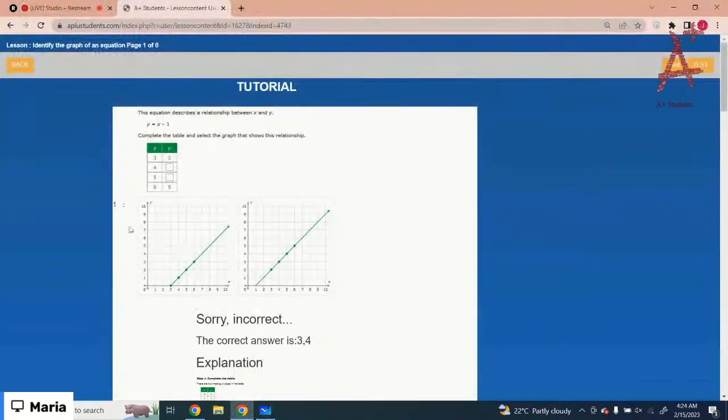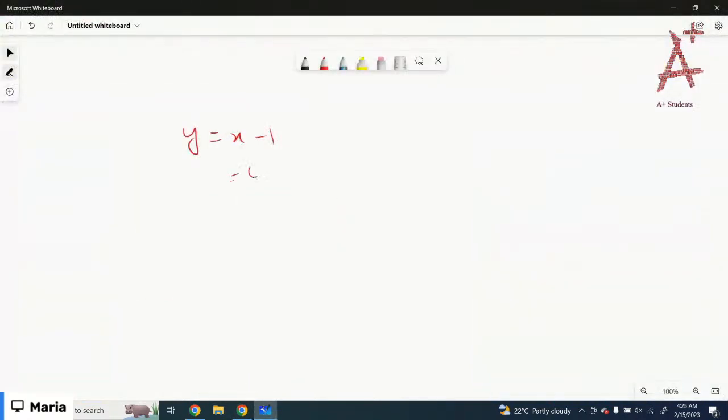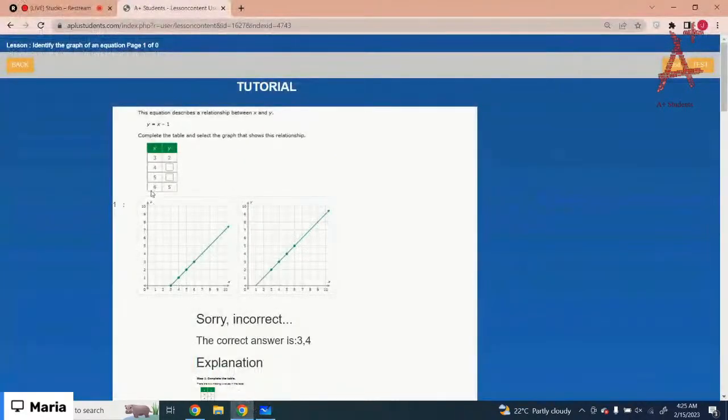Got it? So the x values are 4 and 5. Okay, y equals 4 minus 1 and 5 minus 1. 4 minus 1 is 3 and 5 minus 1 is 4. That means the missing values are 3 and 4. Got it? Here you have 3 and here you have 4. Now you have to identify which graph is for the equation. Got it? Just look at the graph.